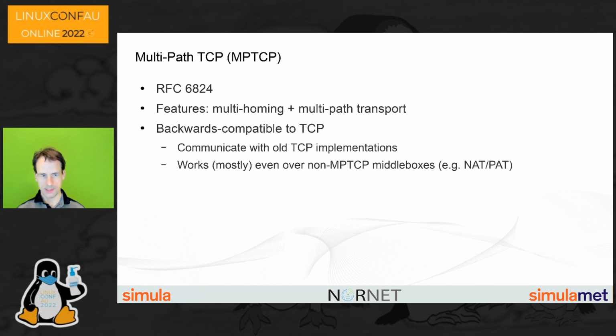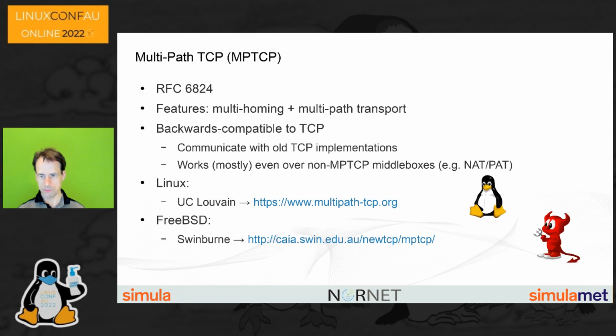That is, MPTCP will also work usually over middle boxes. That particularly means network and port address translation as well as firewalls and such. So it's quite nice because of this compatibility. So it is easy to use in existing networks. And the nice thing is there is a quite good implementation for Linux available from Université Catholique de Louvain-la-Neuve in Belgium. And also Swinburne University some years ago started an implementation for FreeBSD. So there are 2 open source implementations available.